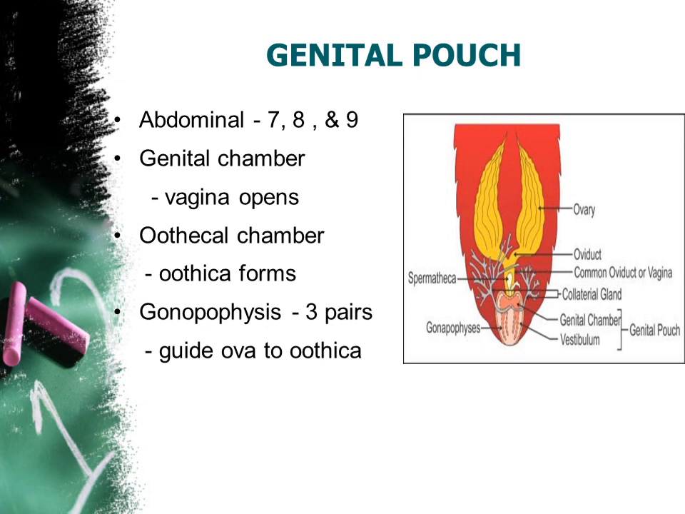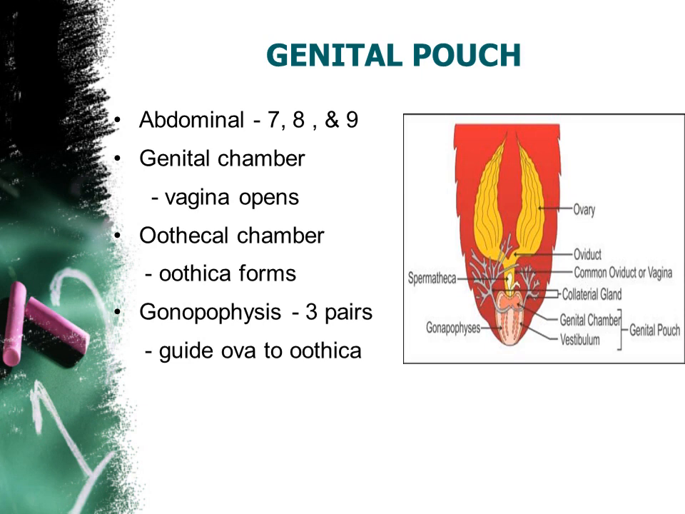In this chamber only, the vagina opens. Can you watch this vagina? What did we say about vagina? The fusion of the oviducts is known as the common oviduct, or the vagina. Okay, so this vagina only opens into this genital chamber. So it is bringing the ovum from the ovary. Is it clear? The ovary is producing the ovum. So through the oviduct it will come towards the common oviduct or vagina. Then from there it will come towards this genital chamber. Is it clear? Okay.